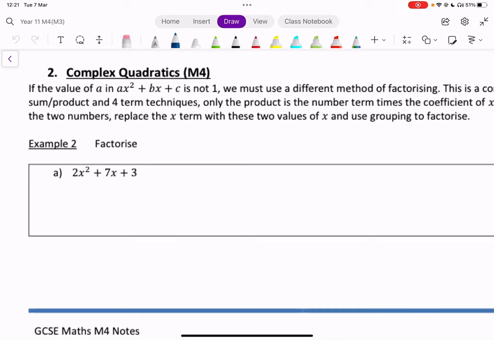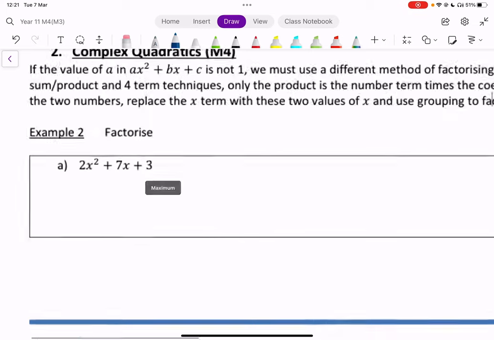Okay, in this video we're going to look at how we factorize complex quadratics. A simple quadratic would be like x squared plus 6x plus 8. A complex one would be one where the coefficient in front of your x squared is something other than 1. So it makes it a wee bit more difficult. We're going to do this using what's called the sum and product method.